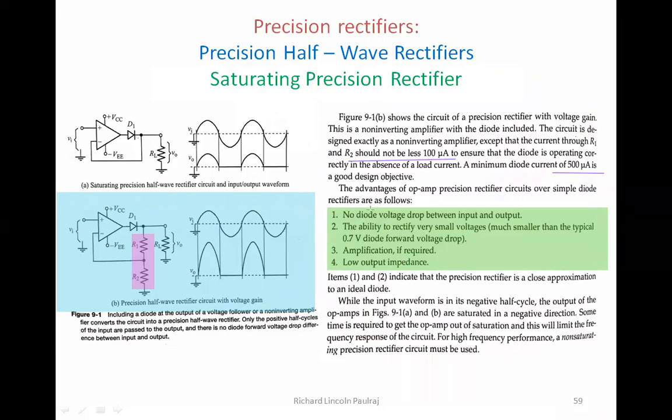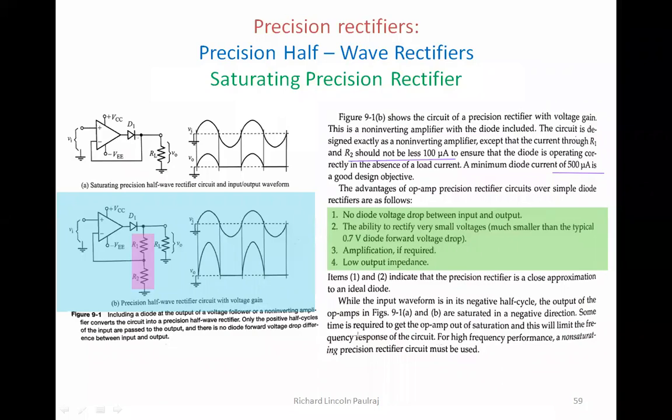So with 1 and 2, we see that it's becoming more accurate. Okay, so not only rectifying, but it's very accurate. While the input waveform is in its negative half cycle, the output of the op-amps in the figures is saturated in the negative direction. Some time is required to get the op-amp out of saturation, and this will limit the frequency response of the circuit. For high frequency performance, a non-saturating precision rectifier can be used.